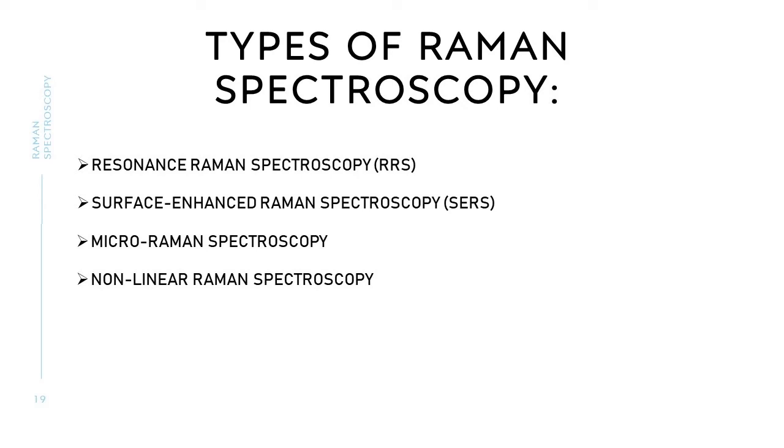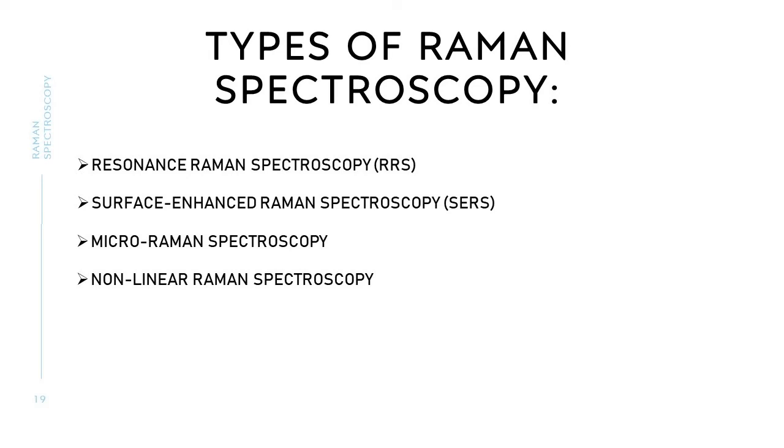And now going to the second one, which is surface enhanced Raman spectroscopy, SERS, basically a surface sensitive technique, and it gives us the direct identification of the target analytes or samples. And the third one, micro Raman spectroscopy, which is used for identification of the different molecules present in large molecules. And the fourth one, non-linear Raman spectroscopy, which is based on the non-linear effects.